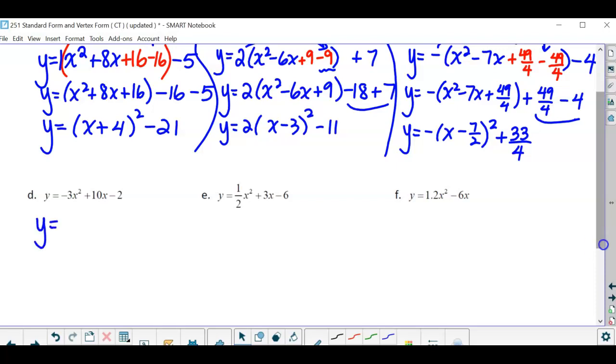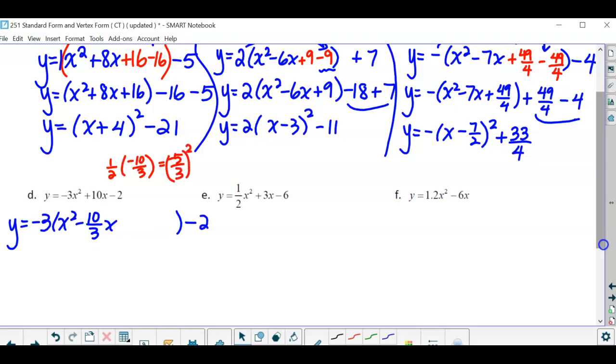Next one, negative 3 has to be factored. Now notice that negative 3 doesn't go into 10. So we have to use fractions. So that's going to be negative 10 over 3x. I'm going to move this just a sec. Let's try to make it a little bit smaller here. So y equals, and then half. So you're taking half of negative 10 over 3. Do it on the side if you need to. That's negative 5 over 3.